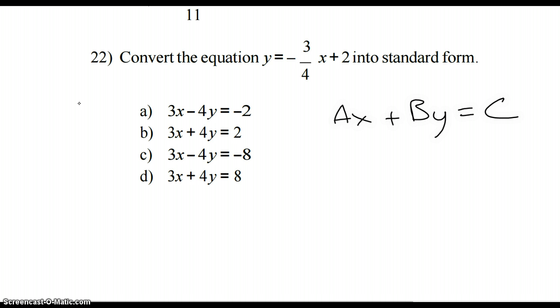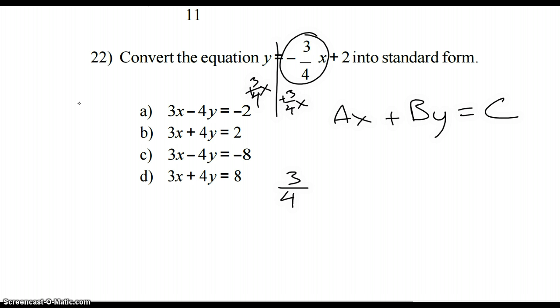Alright, so the first thing we need to do is get x and y on the same side, and then we don't want any fractions for a, b, and c. They're just integers. We'll take care of that. So the first thing I would do is we have a negative 3/4 x. I would add 3/4 x to both sides. Oh, by the way, your ax plus by equals c formula is on your MCA formula sheet.